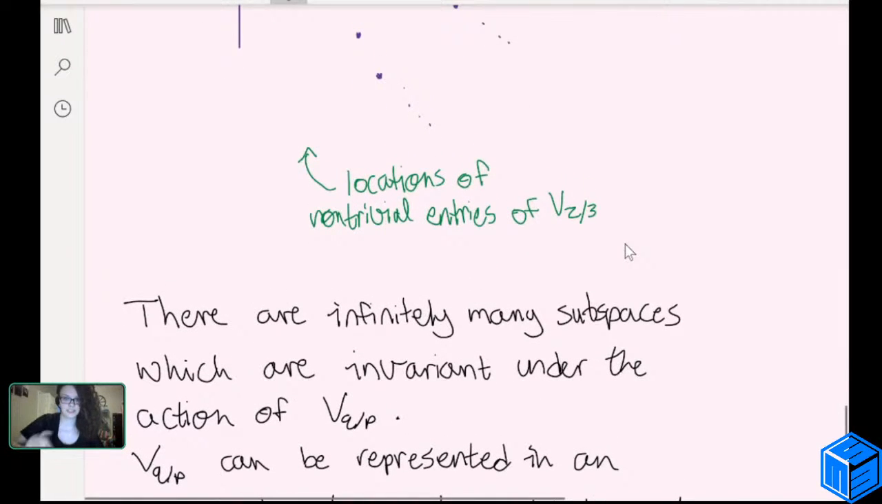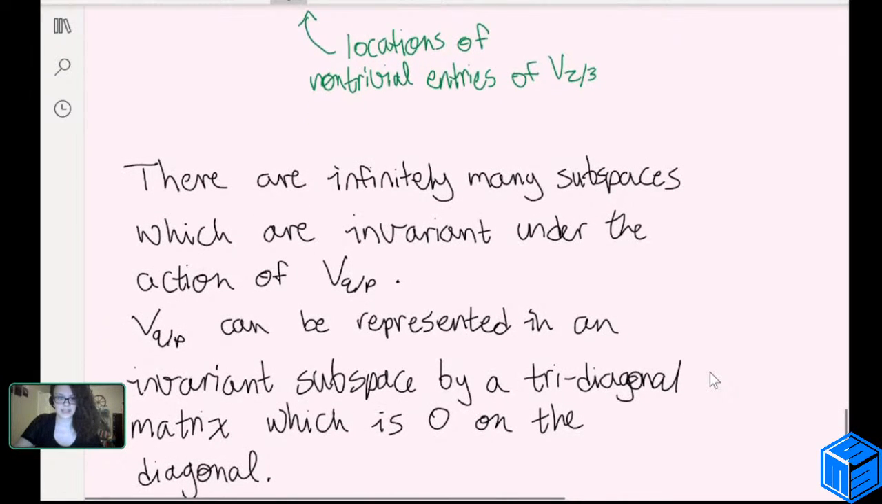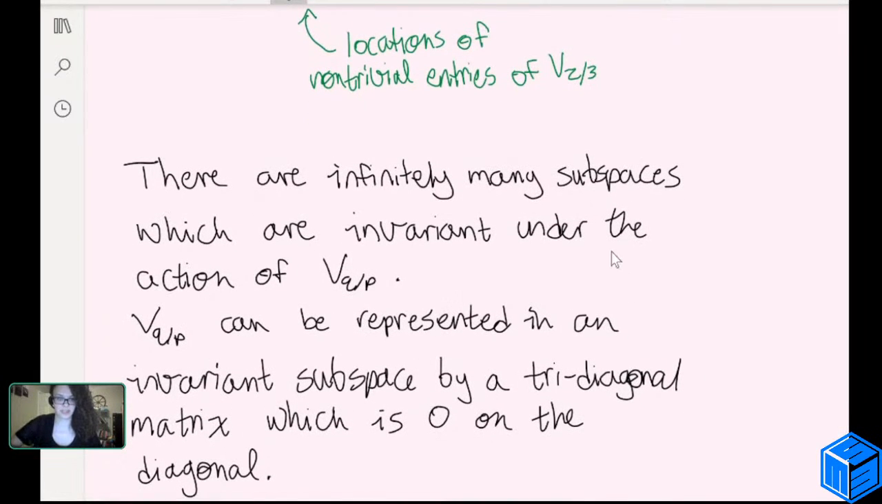So there are infinitely many subspaces which are invariant under the action of the V operator VQ over P. An invariant subspace means that if you take an operator and act on this subspace, the result is still going to be in that subspace. And that's what it means for it to be an invariant subspace under that action. And so we can represent our operator, VQ over P, in an invariant subspace, as it turns out, by a tridiagonal matrix, which is 0 on the diagonal.